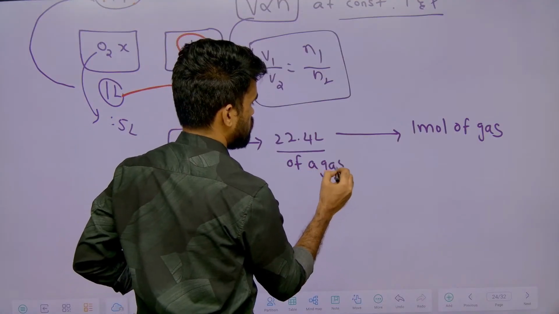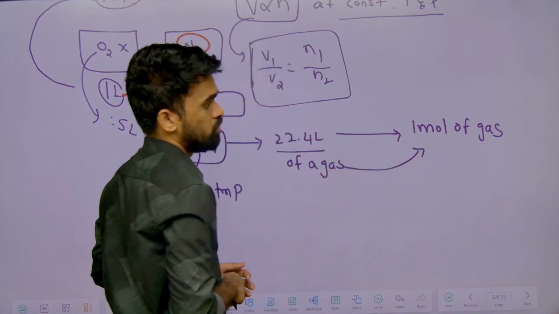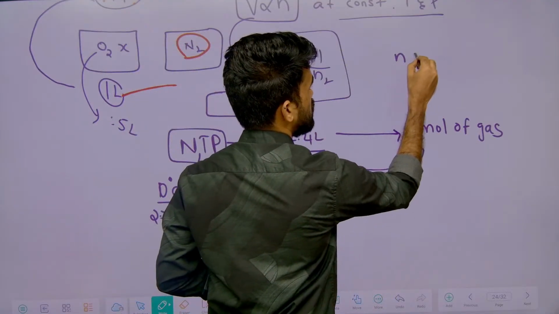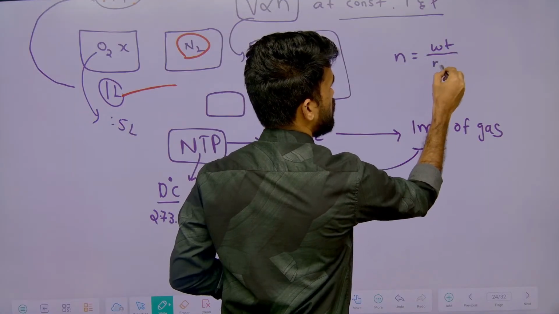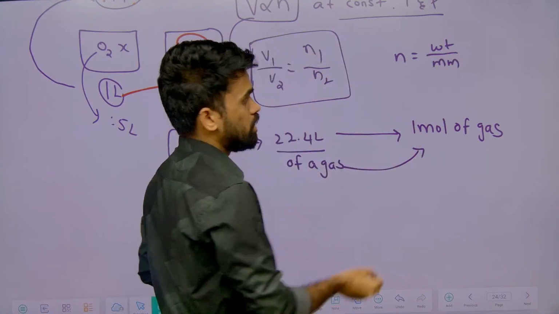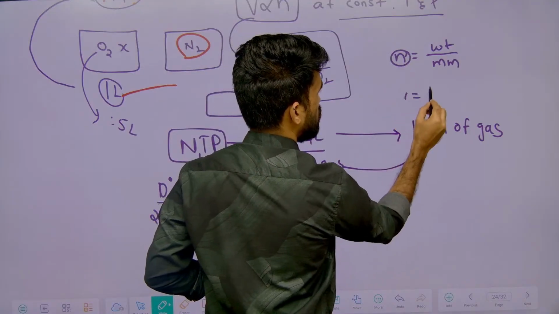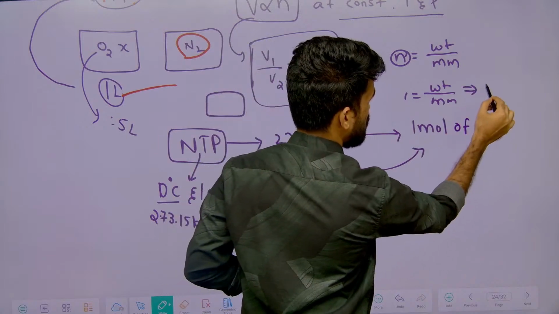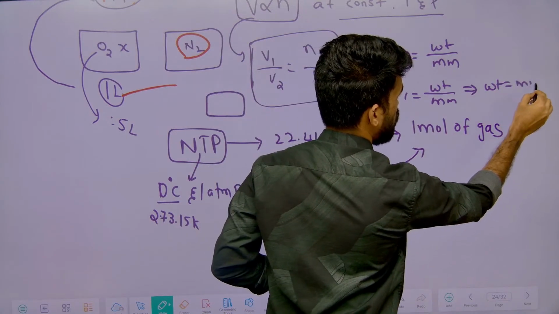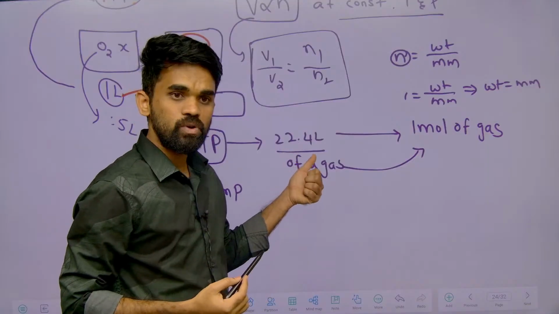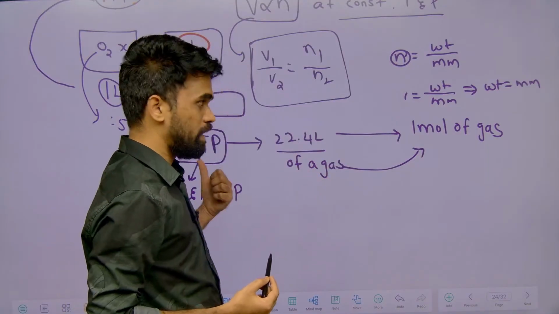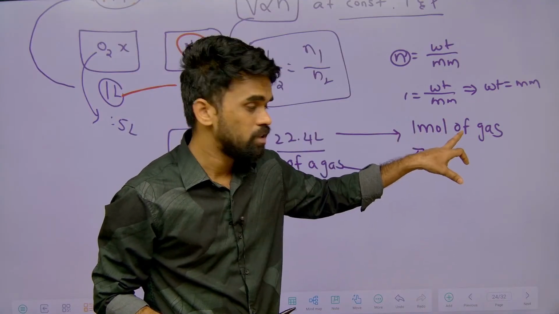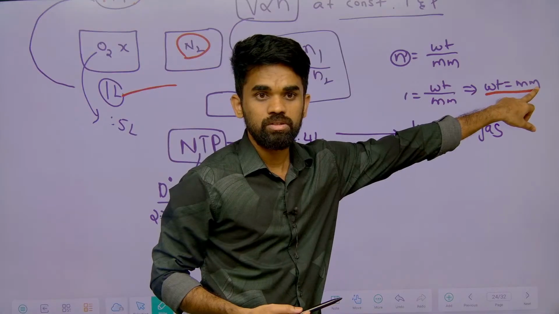Gas is equivalent to 1 mole of gas. Number of moles is nothing but given weight by molar mass. If I say 1 mole, weight by molar mass, from here I can write weight equals molar mass. So 22.4 liters of a gas at STP or NTP is nothing but 1 mole of gas. 1 mole of gas is nothing but its quantity equals to molar mass.